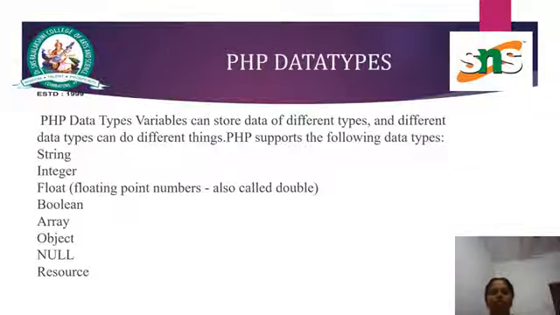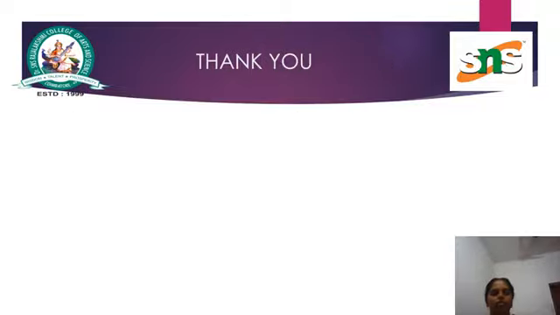Next, data types. What are the data types? Variables can store data of different types: string, integer, float, boolean, array, object, null, and resource.